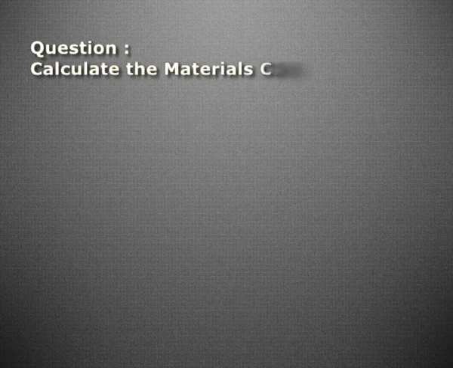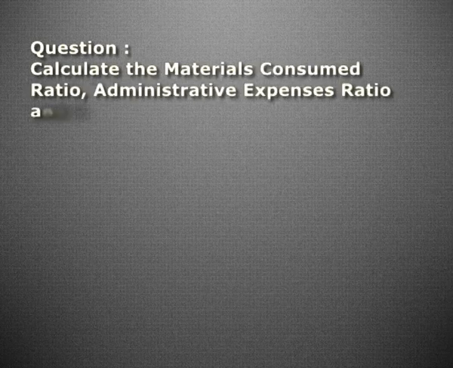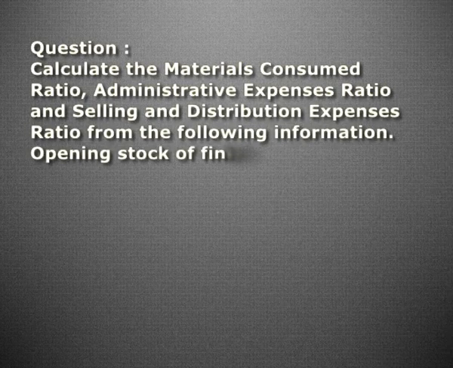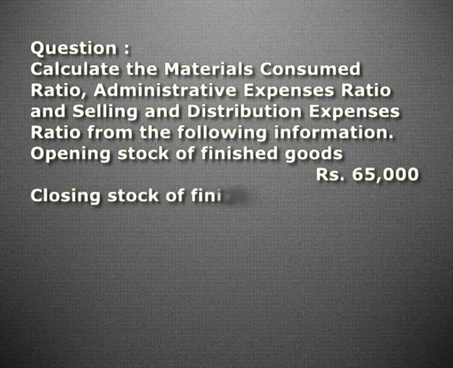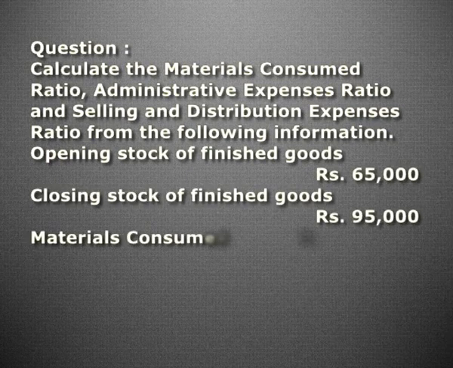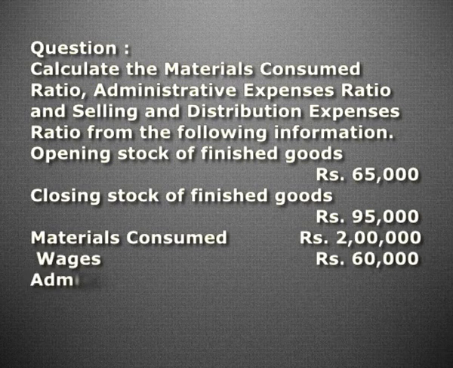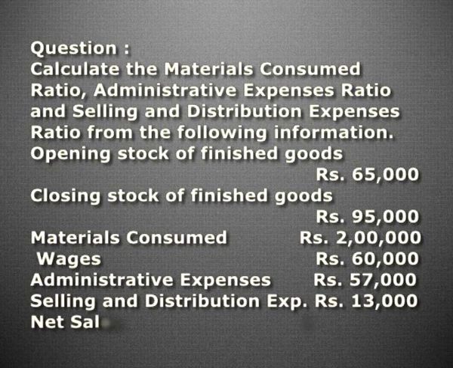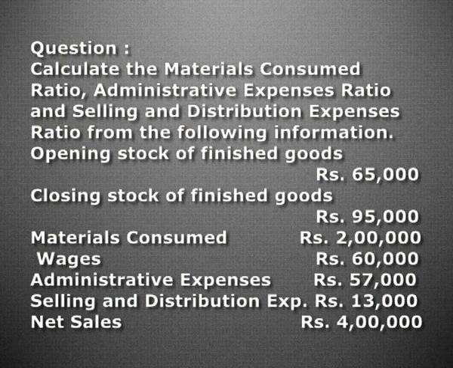Have a look at this question now. Calculate the materials consumed ratio, administrative expenses ratio and selling and distribution expenses ratio from the following information. Opening stock of finished goods rupees 65,000. Closing stock of finished goods rupees 95,000. Materials consumed rupees 2 lakhs. Wages rupees 60,000. Administrative expenses rupees 57,000. Selling and distribution expenses rupees 13,000. Net sales rupees 4 lakhs.